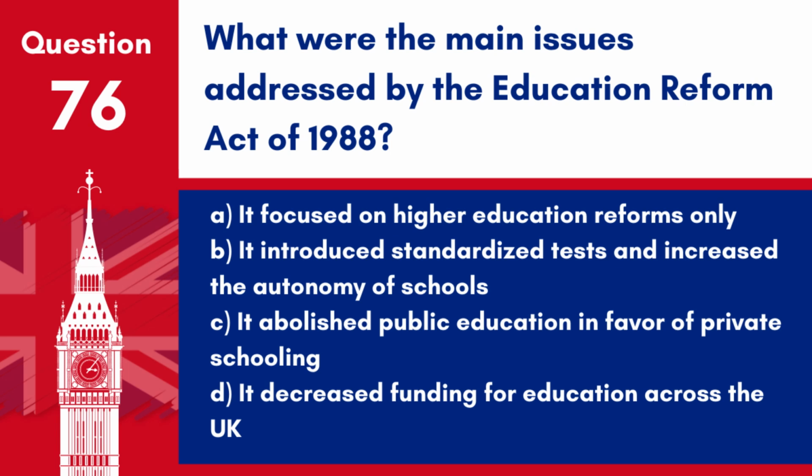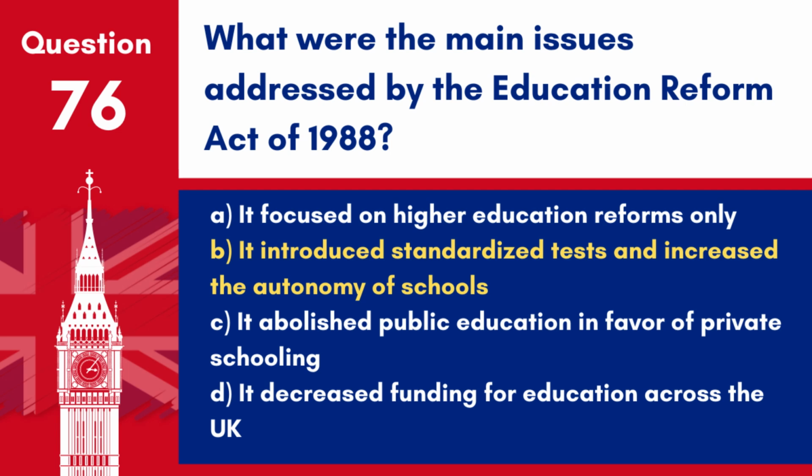Question 76. What were the main issues addressed by the Education Reform Act of 1988? A. It focused on higher education reforms only. B. It introduced standardized tests and increased the autonomy of schools. C. It abolished public education in favor of private schooling. D. It decreased funding for education across the UK. Answer. B. It introduced standardized tests and increased the autonomy of schools.